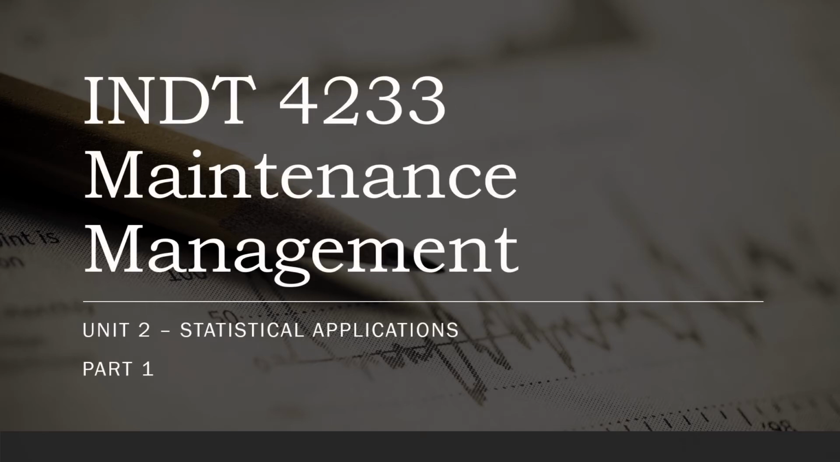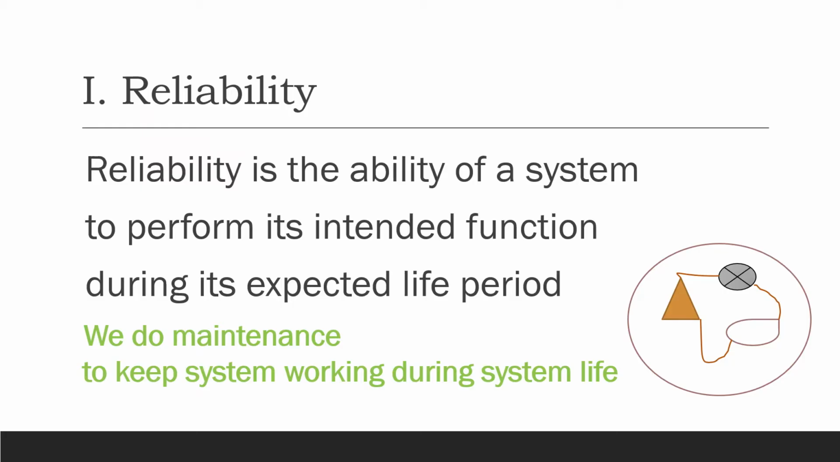Okay, so this is Unit 2, Part 1. It's divided into two parts, and we're going to learn the statistical application of predictive maintenance management. So the first thing you need to know is reliability. Reliability engineering is a big thing in industrial engineering technology, and you can also get certification for that.